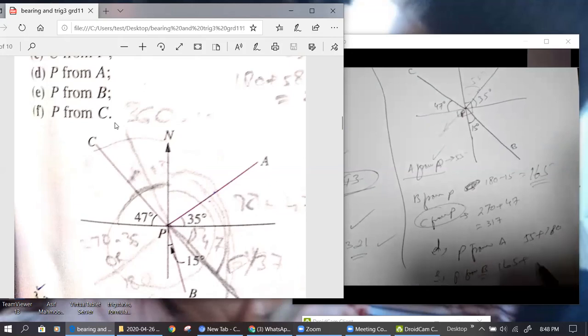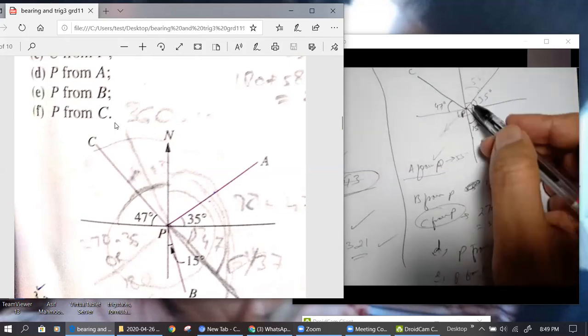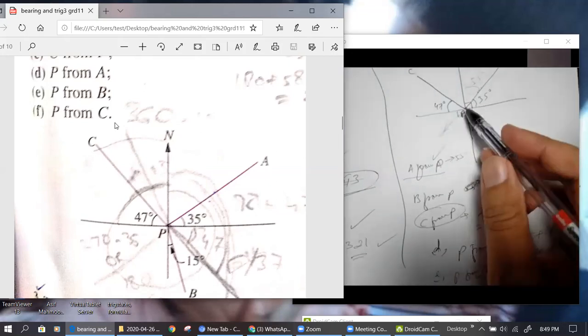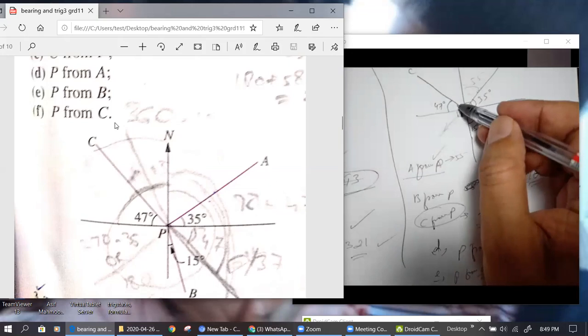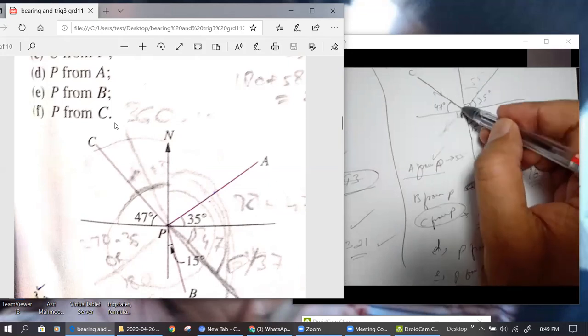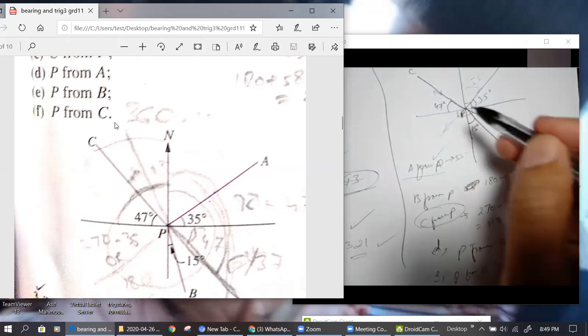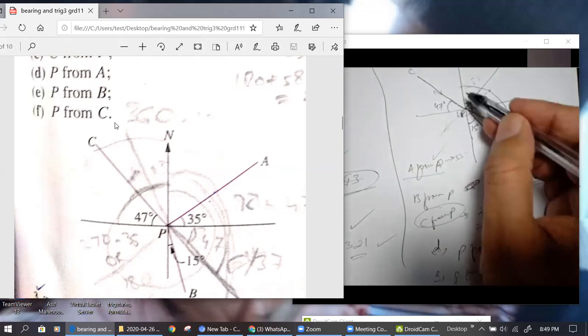Last one, P from C. C from P was already given. In this case, you will subtract 180, because you are coming from C. So your line will come over here. I need only this part, not this complete one, so this part I will subtract. In this case, you will subtract 180 degrees.